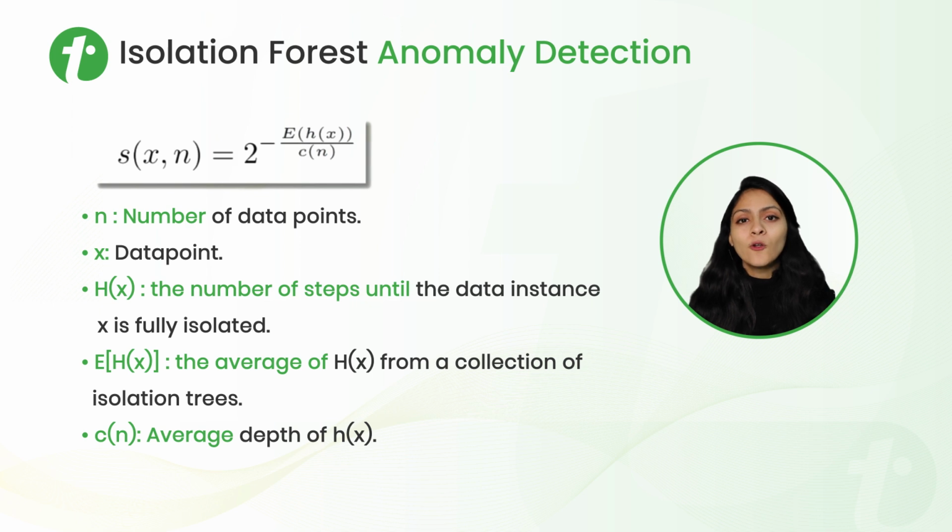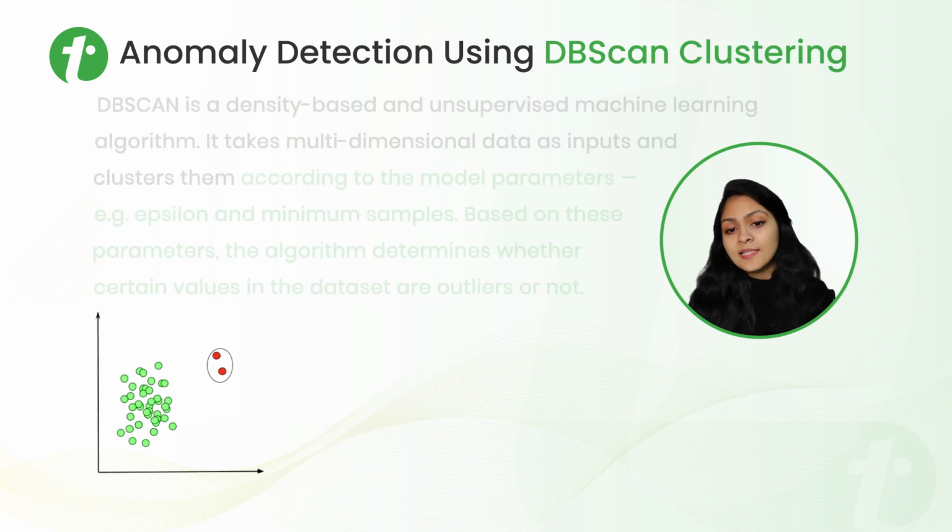So if we have a low anomaly score, generally near 0.5, then the point will be considered a normal point. And if we have a high anomaly score, generally near 1, then the point will be considered an anomaly point or an outlier. Now the next technique is DBSCAN clustering.